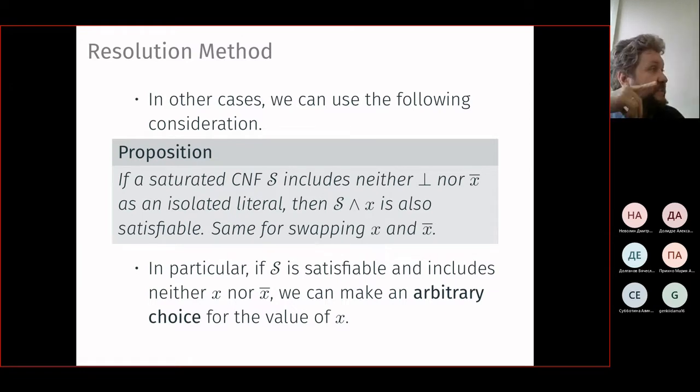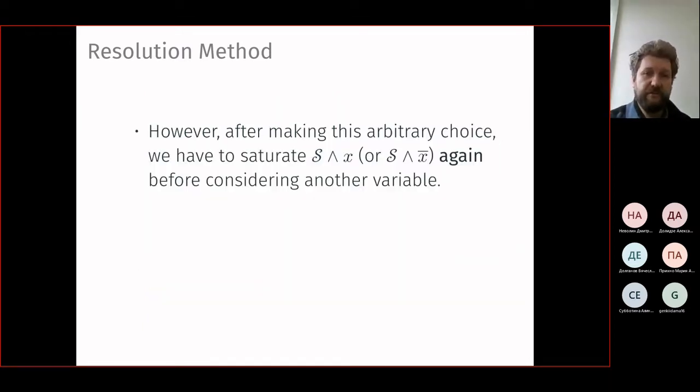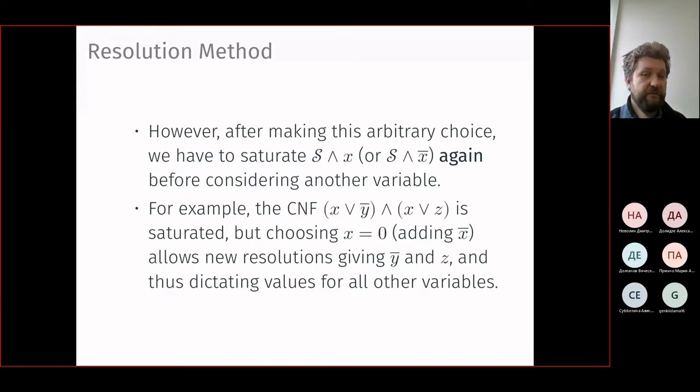But after that, it's not saturated. Then what's going on? It's exactly saturated, насыщенно in Russian. It's exactly what you are saying. So then you should again proceed by resolution. Using this x, you could kill not x's in other clauses. There could be more isolated literals after that. For example, you added x and you had y or not x. It will give a y, so y should now be true. And so on and so on. So you have to saturate again after this arbitrary choice before considering another variable.